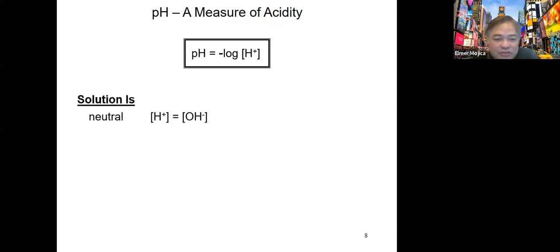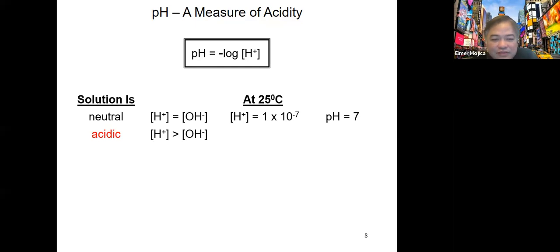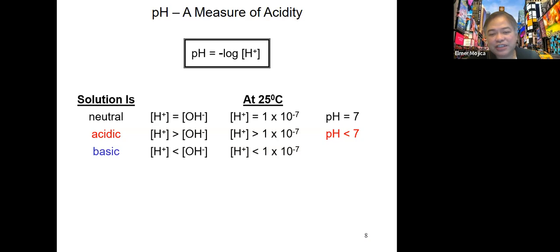So if the solution is neutral, the H plus is equal to the hydroxide concentration, and the H plus is around 1 times 10 to the negative 7, giving you a pH of 7. If it's acidic, there's more H plus than hydroxide, the H plus is more than 1 times 10 to the negative 7, and the pH is less than 7. And if it's basic, the H plus is less than the hydroxide, the H plus is less than 1 times 10 to the negative 7, and the pH is more than 7. So the relationship of pH with H plus is, we could say, a seesaw relationship, right?